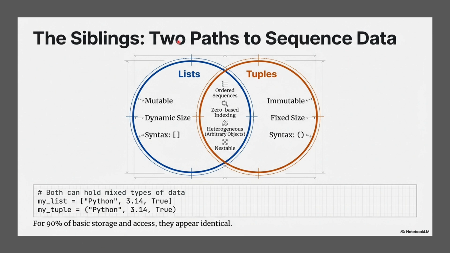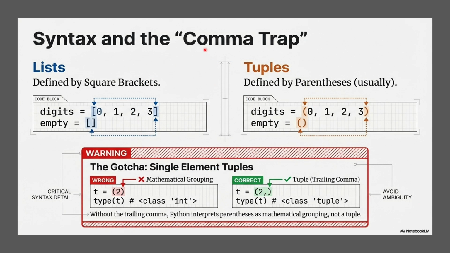Okay, look at this slide. This next line of code has wasted more beginner hours than almost anything else in Python. Creating a tuple usually uses parentheses, but look at the bottom right where it says critical. If you try to make a tuple with one item, like the number 2, and you write t equals open parenthesis 2 close parenthesis, Python gets confused. It interprets the parentheses as mathematical grouping, not a tuple. It thinks it's just an integer.